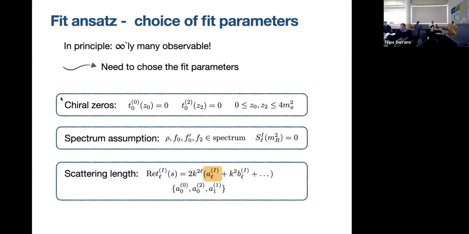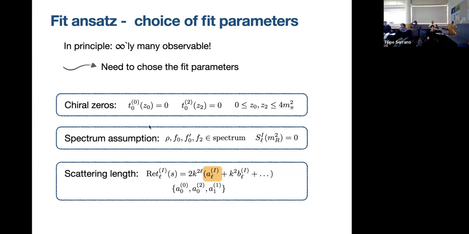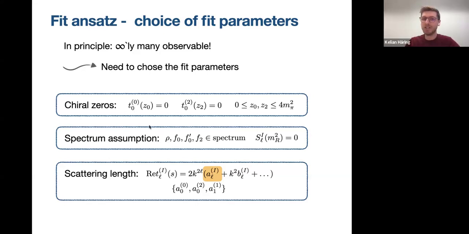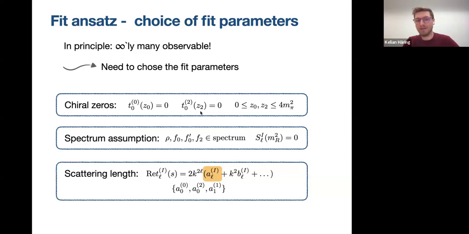The first one are the chiral zeros. If you do chiral perturbation theory, you realize that the partial wave amplitudes are zero in the real strip, so below threshold. The partial amplitudes in the isospin 0 spin 0 channel and isospin 2 spin 0 channel are zero in the real strip. And this is a consequence of a simpler statement: if the pion were massless, they would be soft, and in the soft limit they would be zero.